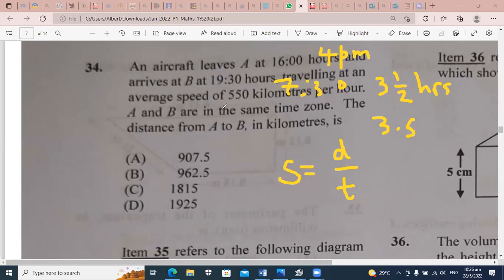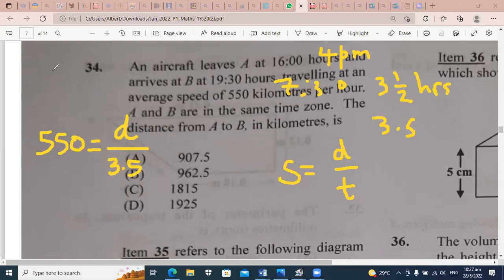Let me write down the 550 times 3.5, because we're using the formula, because the average speed is 550. Yes, beautiful. Continue. Using this formula, the distance would be D, the 550, divided by the time. What's the time? 3.5.